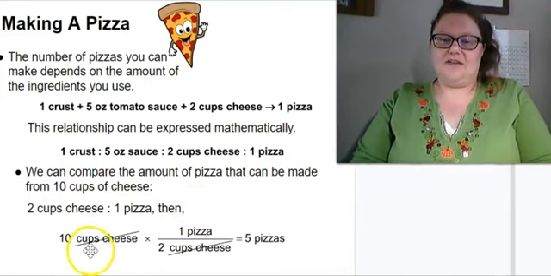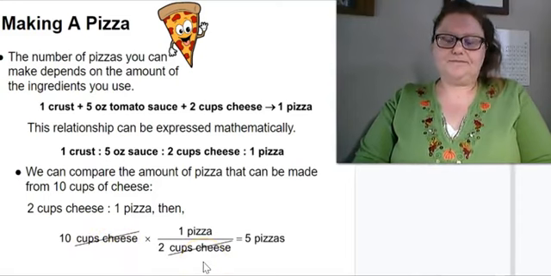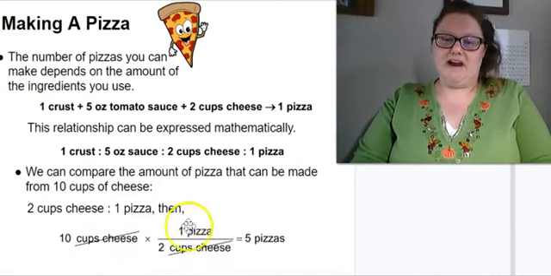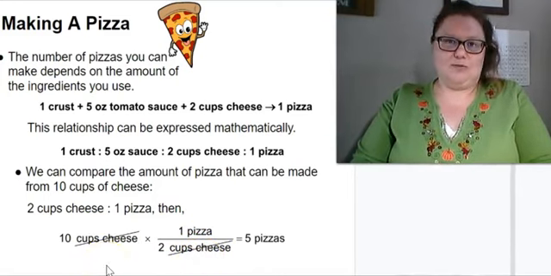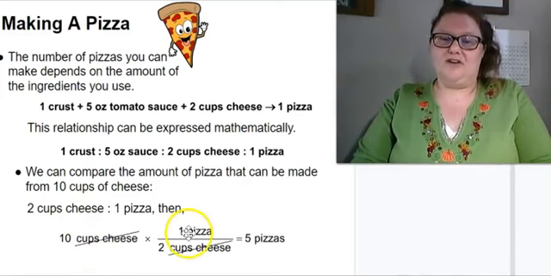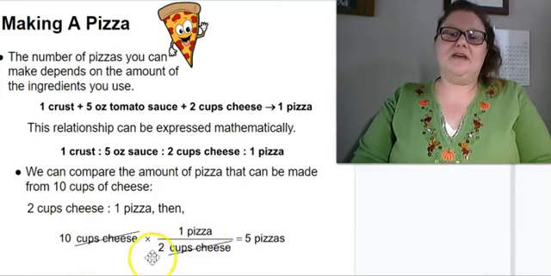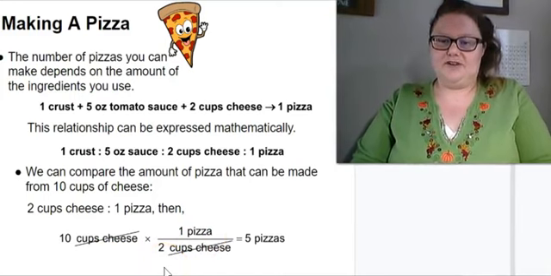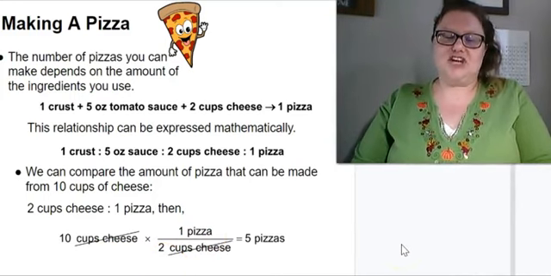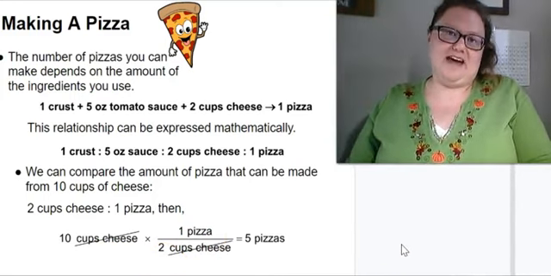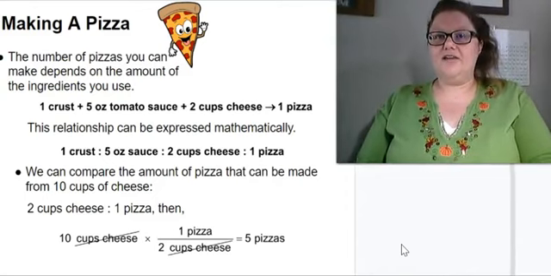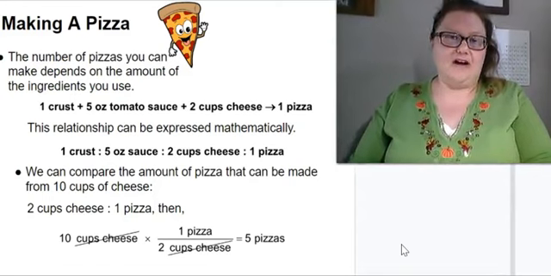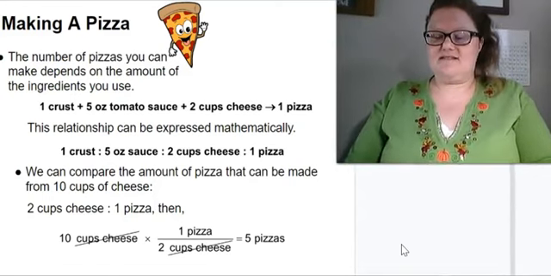So we're going to set it up so that the cups of cheese cancel. This is my ratio here. For every 2 cups of cheese, there is 1 pizza. And you just solve it the same as we did with grams to moles. We're going to multiply the numerator, so 10 times 1, and then divide by the denominator, the 2. And so with 10 cups of cheese, I can make 5 pizzas. We're just focusing on that one ingredient, the cheese here. So all others not being thought of, we can make 5 pizzas.